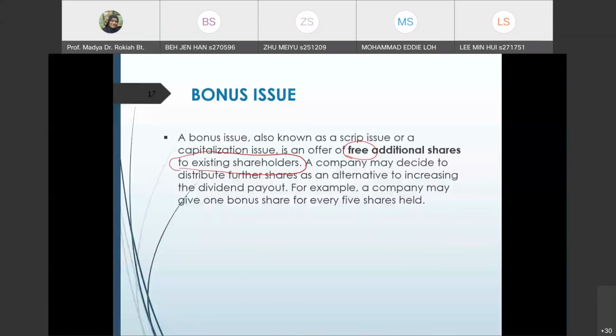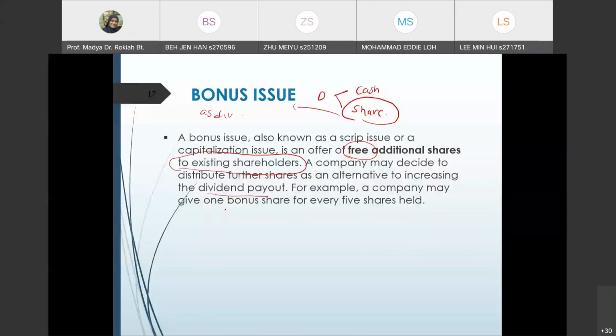So remember that the dividend can be a dividend in cash or it may be a dividend in shares. A dividend in shares is considered as a bonus, given as free additional shares to the existing shareholders. For example, a company may give one bonus share for every 5 shares. That means when you have 5 shares, you are entitled to one bonus.